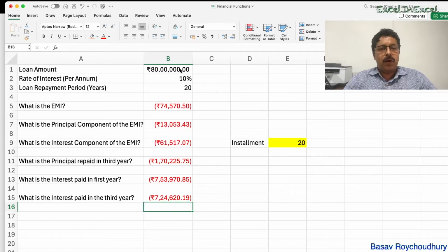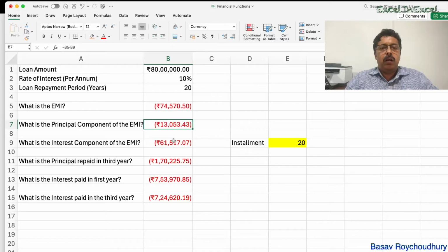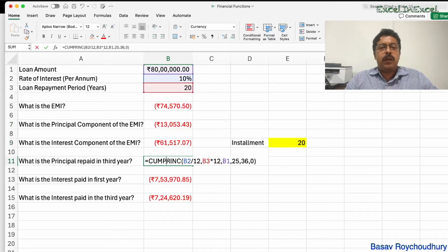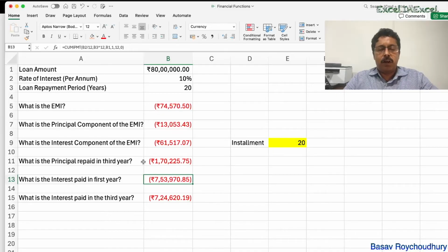So as of now, we have looked into a PMT formula, we have looked into an IPMT formula or function, we had looked into a CUMPRINC function, and we have looked into the CUMIPMT function. So we have looked at 4 different functions as of now. So let's continue and let's see what is the next function.